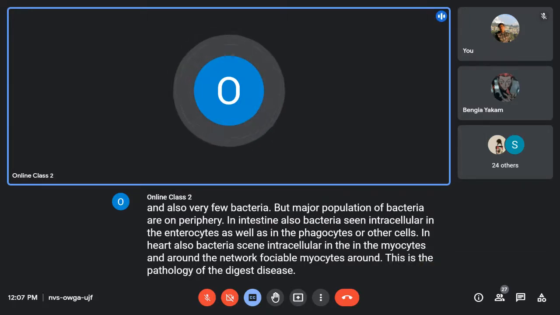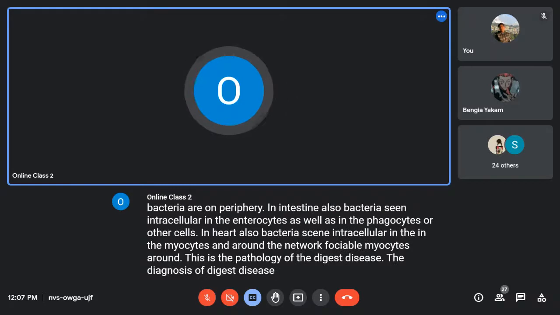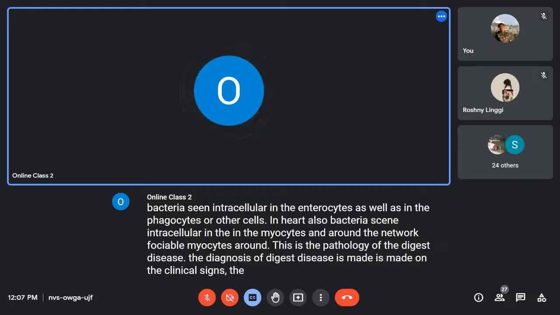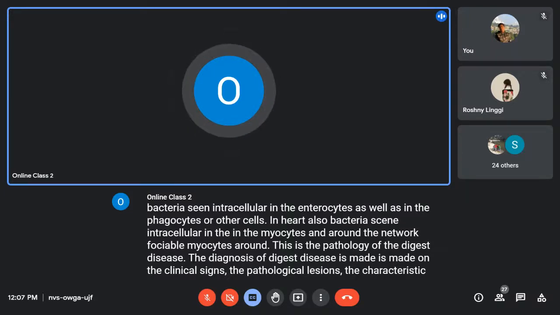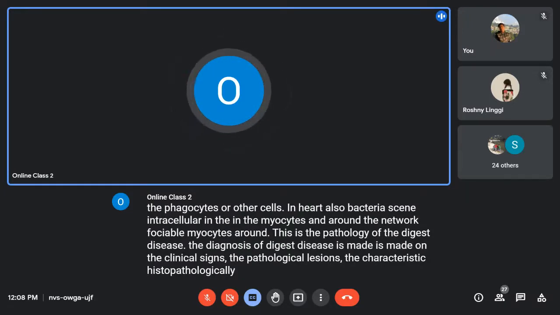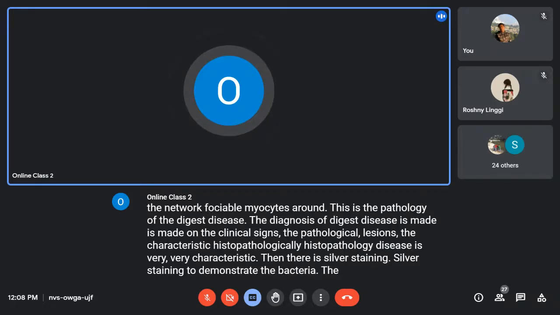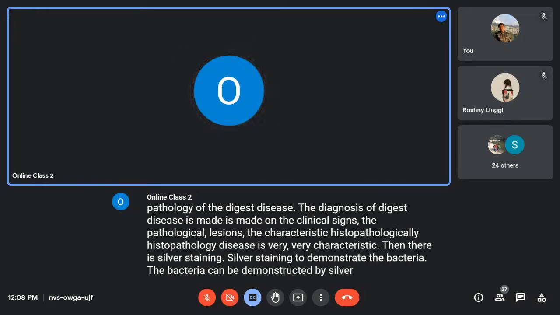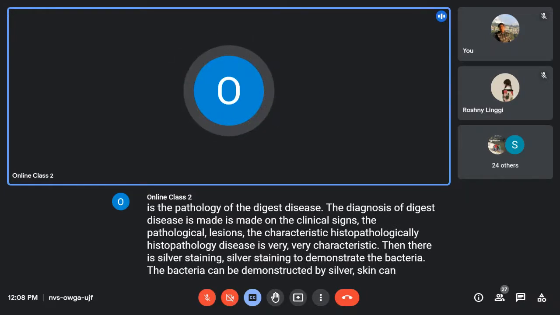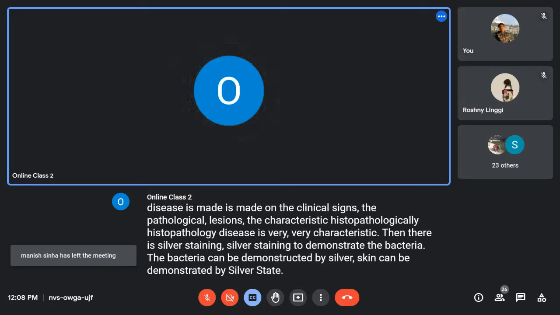The diagnosis of Tyzzer's disease is made on the clinical signs, the pathological lesions, and the characteristic histopathological lesions. The histopathology of Tyzzer's disease is very characteristic. Then there is silver staining to demonstrate the bacteria. The Clostridia can be demonstrated by silver staining. This is a specialty of Tyzzer's disease.